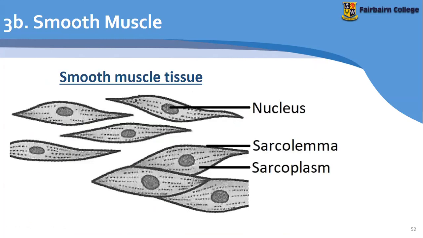Here's the diagram for smooth muscle. Here you see the tapered ends, the spindle-shaped cells, and they're not always connected together, so you might sometimes see gaps in between them. The labelling is fairly simple. You have the nucleus, one nucleus per cell, and then again you have the sarcolemma on the outside, the membrane, and the sarcoplasm on the inside, the cytoplasm. Make sure you can label this and draw this, and also identify it.